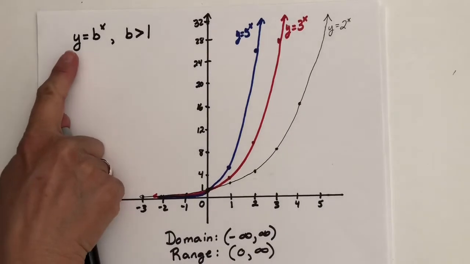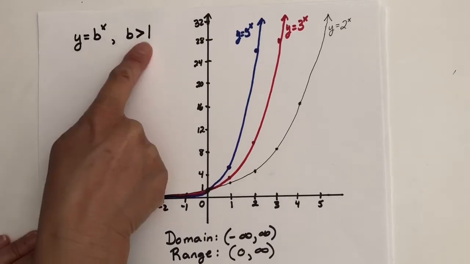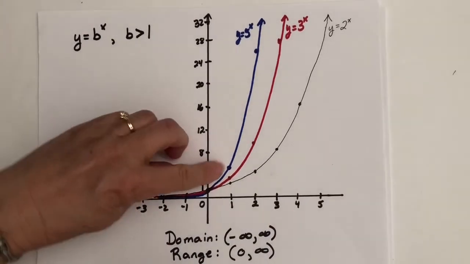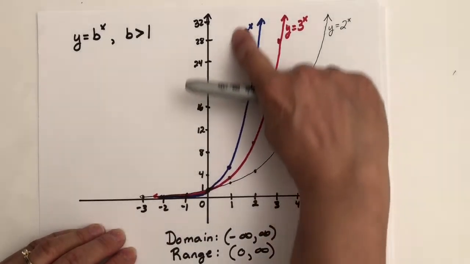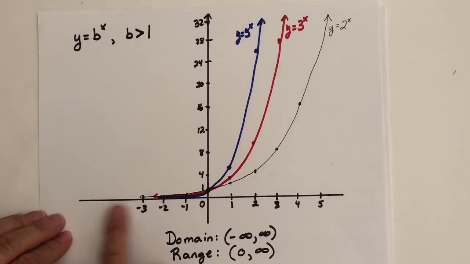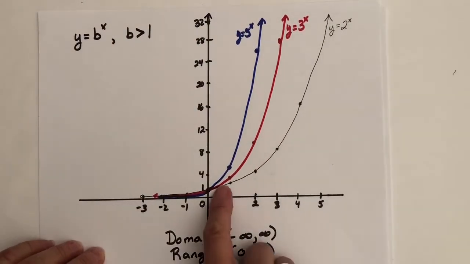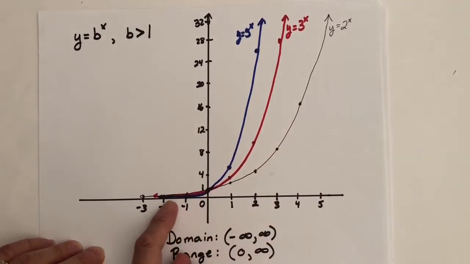Anytime you have y equals b to the x, where the base is a constant greater than 1, you're going to have this kind of a look. The larger the base, the more sharply it will head toward those large values. Notice the domain is from negative infinity to infinity, but the range is from 0 to infinity. The graphs will never cross the x-axis. You can't tell it very well, but the larger the base, the more quickly the graph approaches this x-axis.